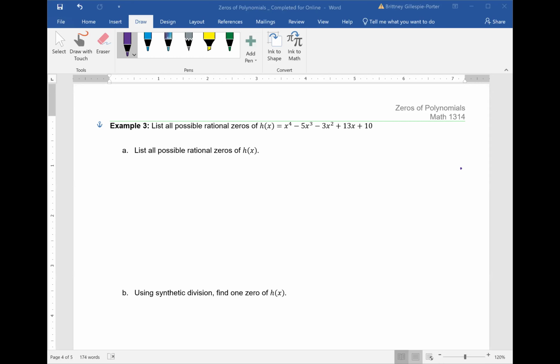Okay, next example. It says list all possible rational zeros of this fourth degree polynomial. So let's start off with finding all possible factors of 10, which will be our p's. Sorry, I shouldn't say possible. These are factors of 10, our constant term.